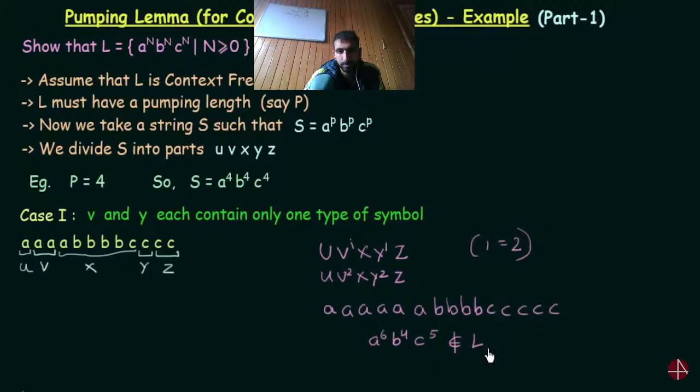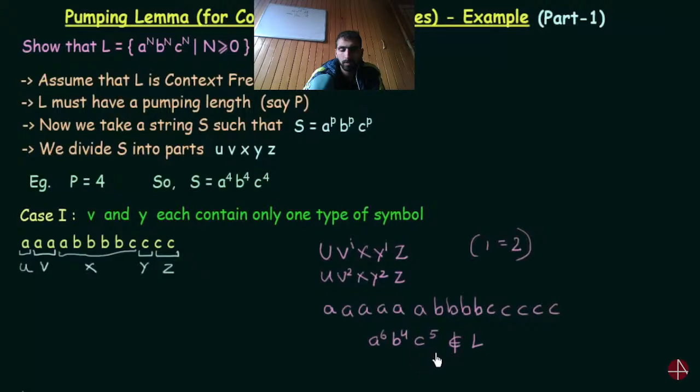So this shows that condition number 1 cannot be satisfied. Since condition number 1 cannot be satisfied, our assumption which said that L is context free does not hold. It is a contradiction to our assumption. If L was supposed to be context free, then the string that I get here should also belong to the language L, but it does not belong to the language L when I do this. So our condition number 1 itself fails.